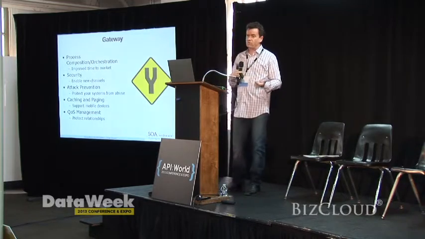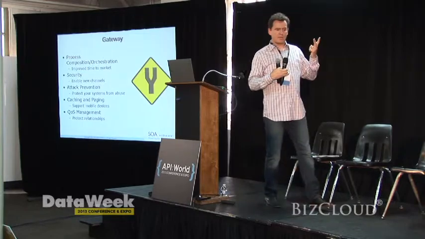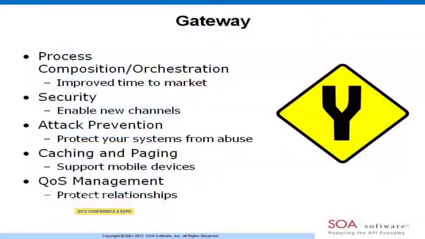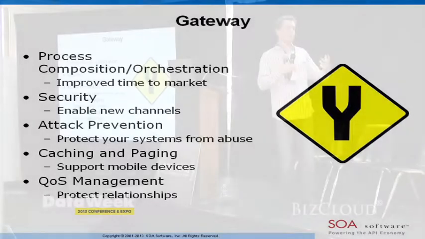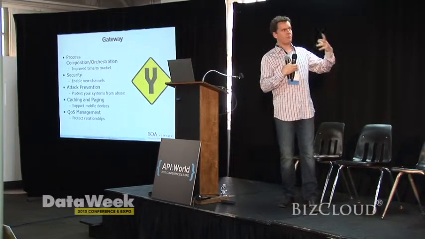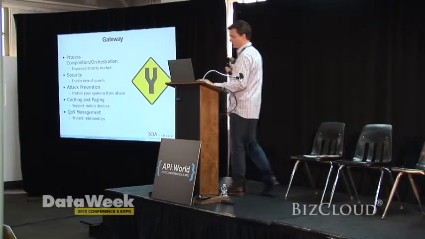Security, including OAuth, to enable new channels. Attack prevention, so you can protect from your JavaScript injection into JSON post requests, as an example. Caching and paging to support a mobile strategy. Quality of service management to throttle the throughput from badly behaving apps or partners that want to take you for a ride. There's a number of different capabilities that exist within a more complex, or more feature-rich, gateway product like the ones that we and other vendors provide.